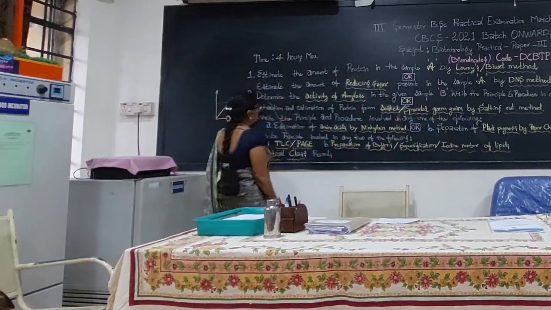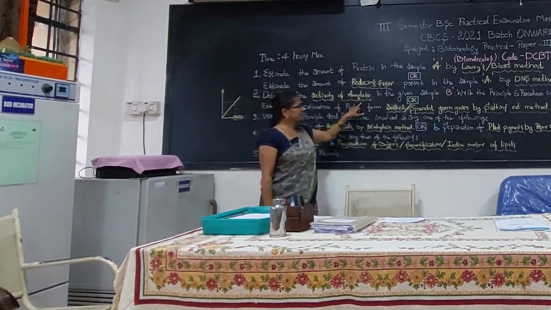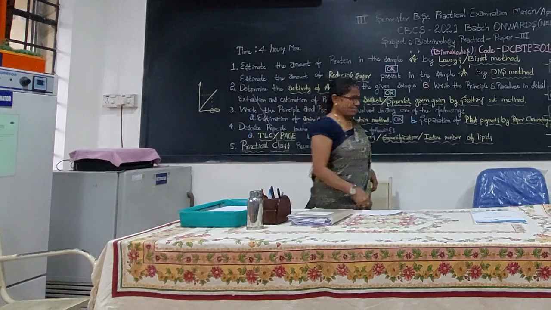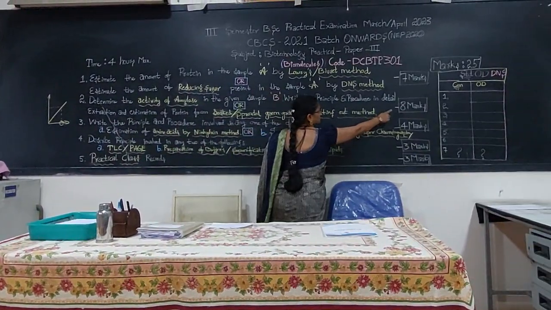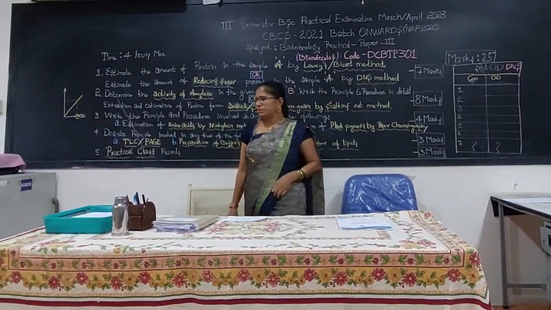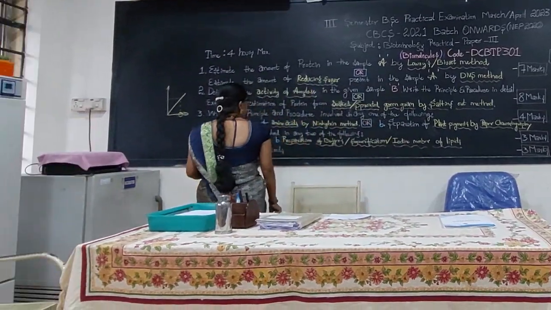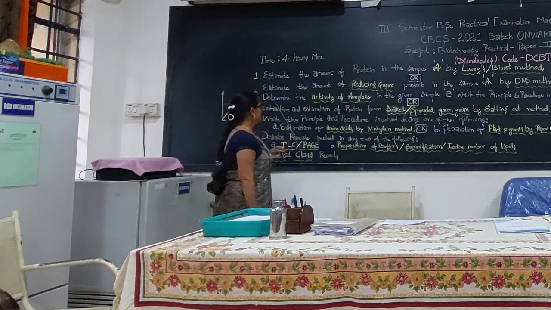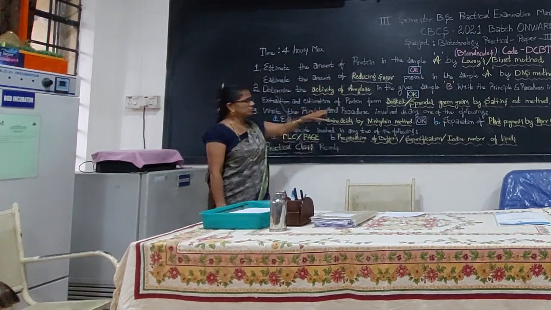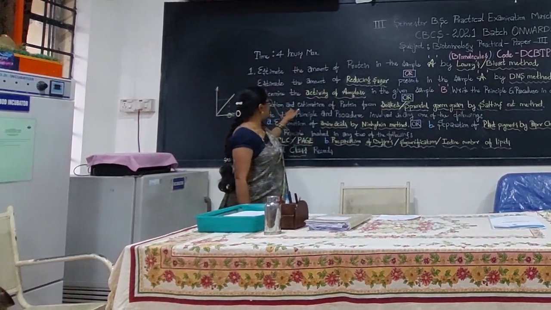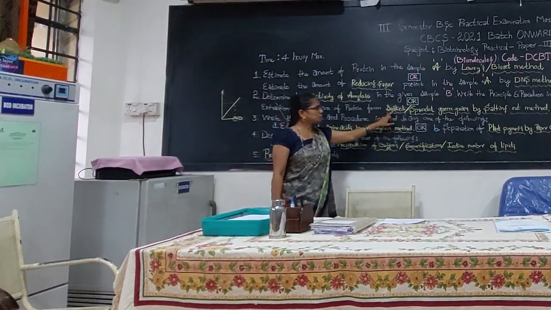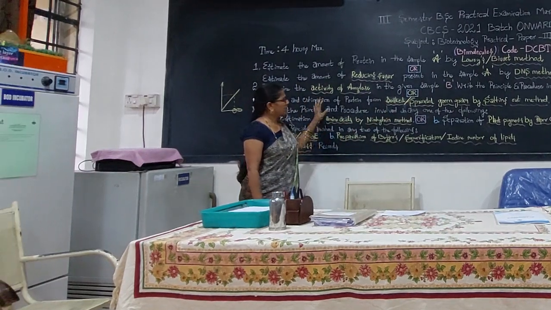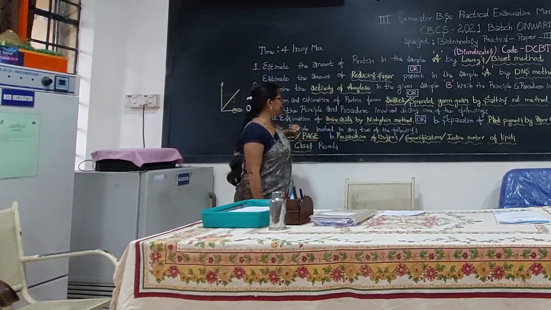Then question number 2, determine the activity of amylase in the given sample B. Write the principle and procedure in detail, and this carries 8 marks. Here we need to determine the activity of amylase. In the given sample, write in detail the principle and procedure. Or you may get extraction and estimation of protein from soaked or sprouted green gram by salting out method. Here also you need to perform and write the principle and procedure in detail.